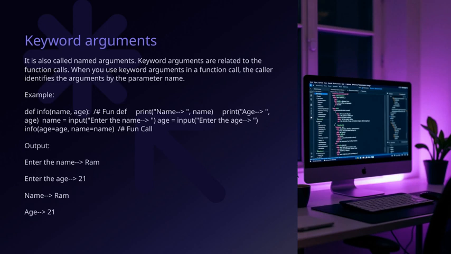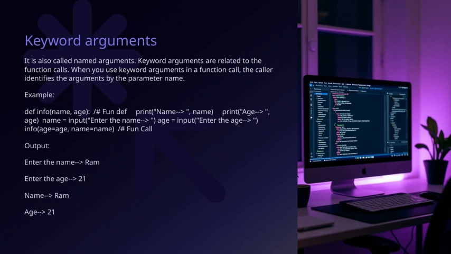For example, suppose we have a function called info that takes 2 parameters, name and age. When calling this function, instead of passing the arguments in order, you can specify them by name. So, you'd write info with age equals age and name equals name, regardless of the order. This approach is especially useful when a function has many parameters or when you want to make your code more understandable. It clearly shows which value corresponds to which parameter.